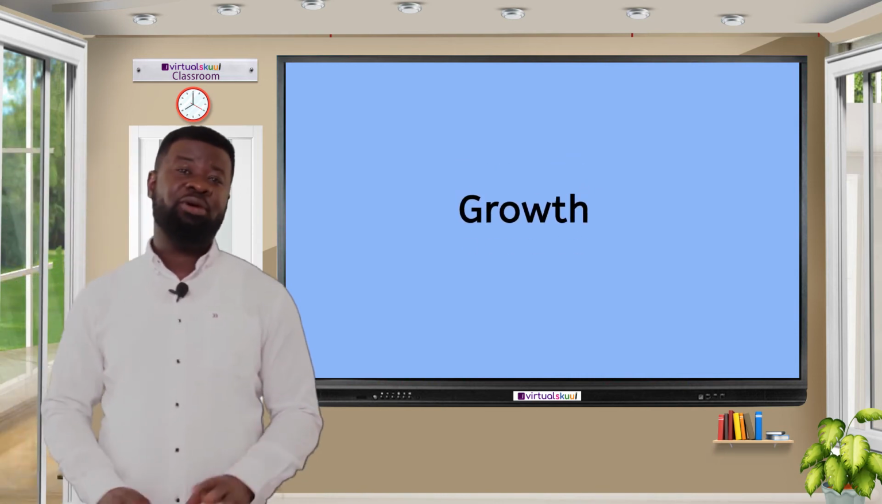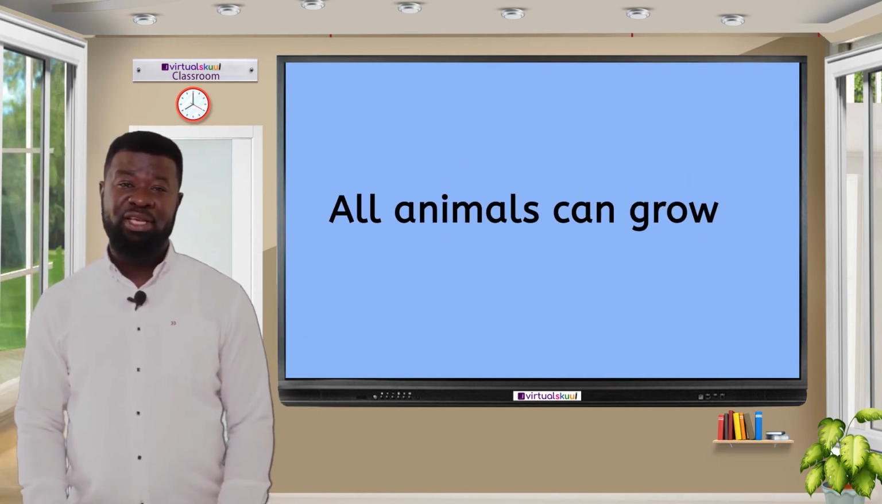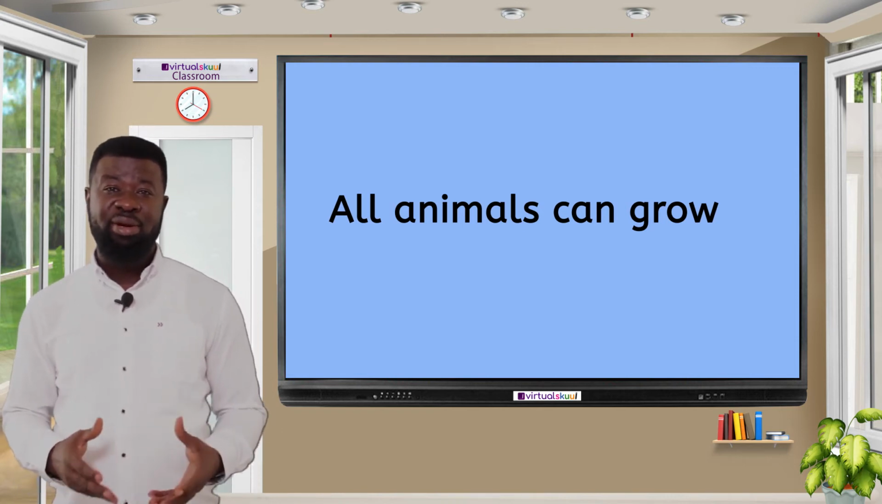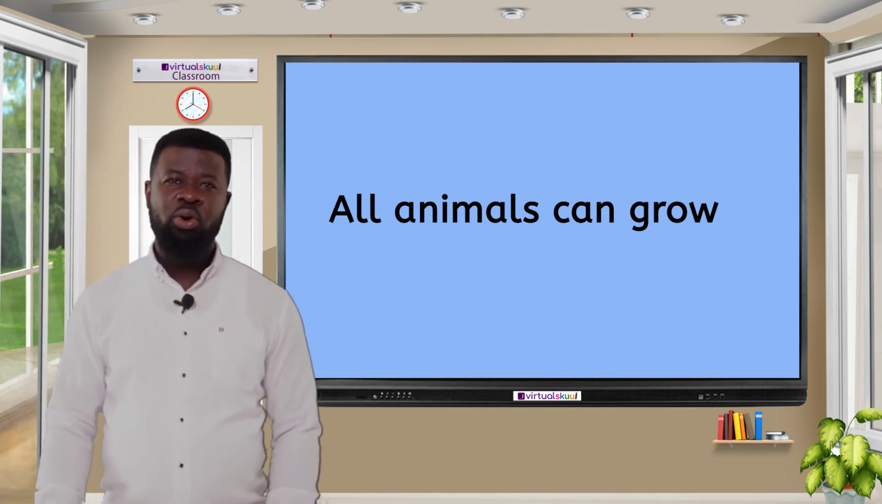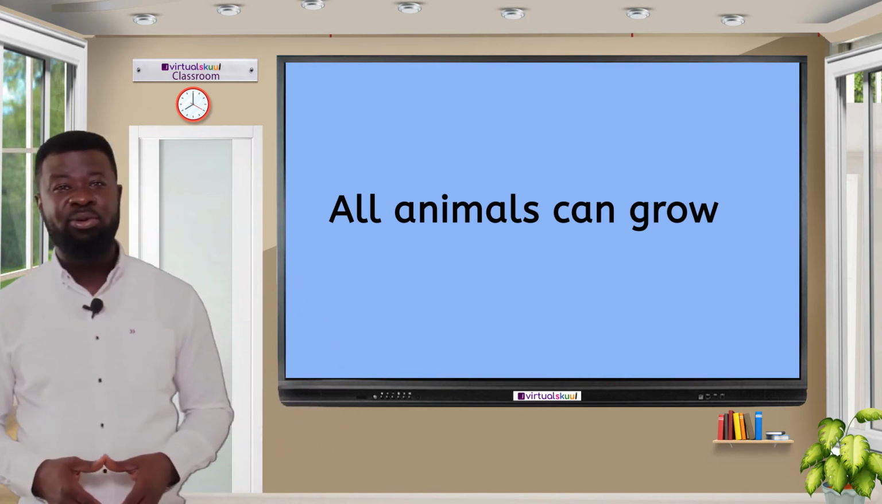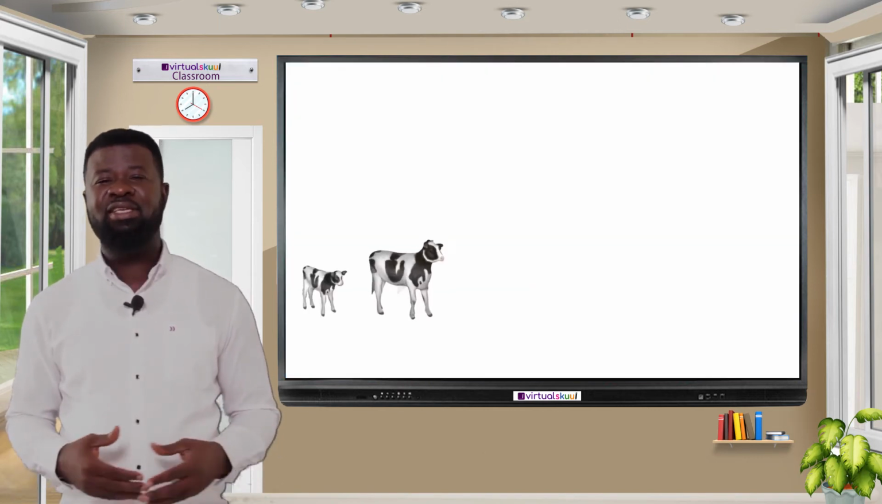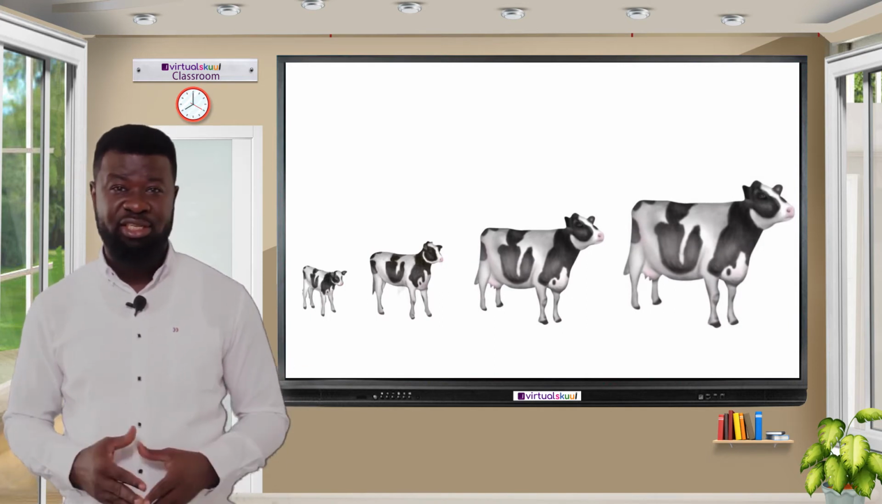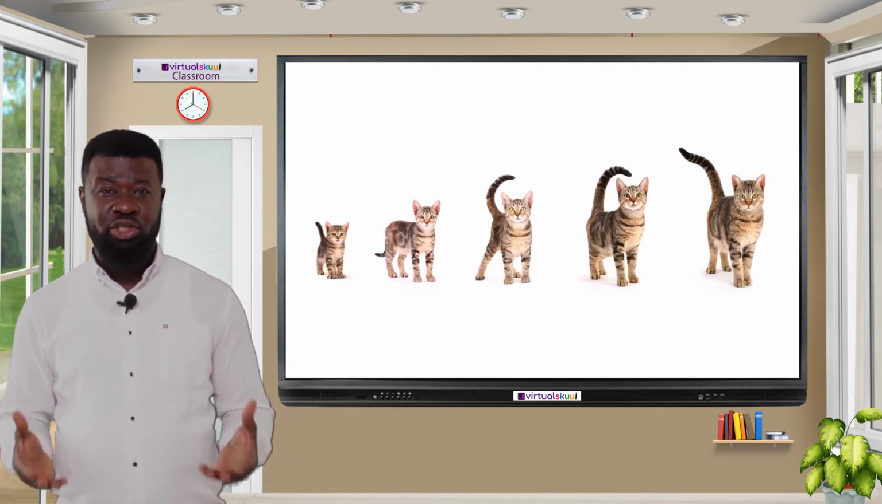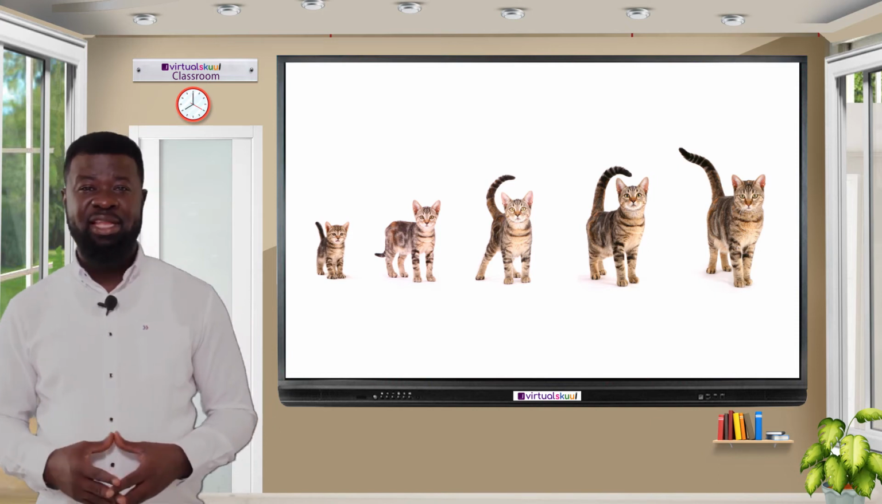and grow. When it comes to growth, all animals can grow. Human beings, for example, can show increase in size as they grow. Again, all other animals, including human beings, can grow. From babies, you observe that animals grow bigger and grow to maturity. And when they are matured, they can make their own young ones.